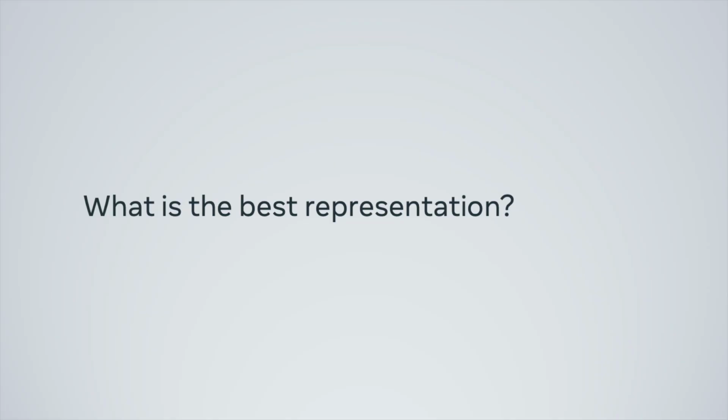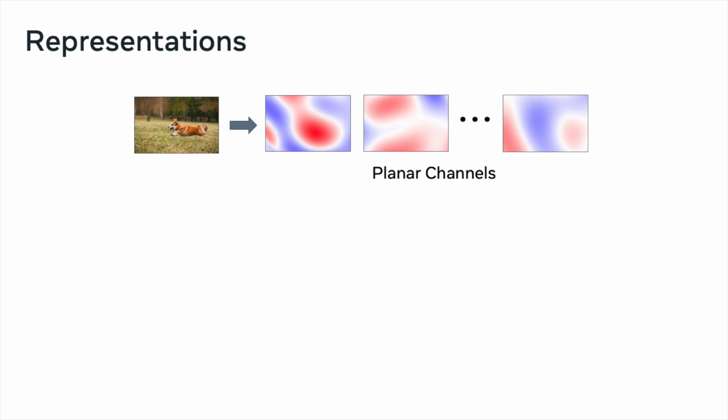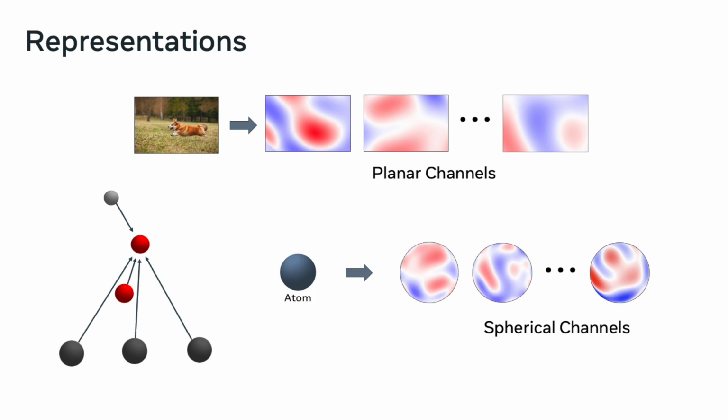So what is the best representation? Well, let's go back and look at our image example. Here, an image is represented by a series of planar channels, and this makes a lot of sense because we care about information in different parts of the image. But what representation should we use for atoms? Well, for atoms, what we care about is the information around the local neighborhood of the atoms. So instead of planar channels, what makes more sense is to use spherical channels, where each point on the sphere basically indicates the information at different orientations from the atom.